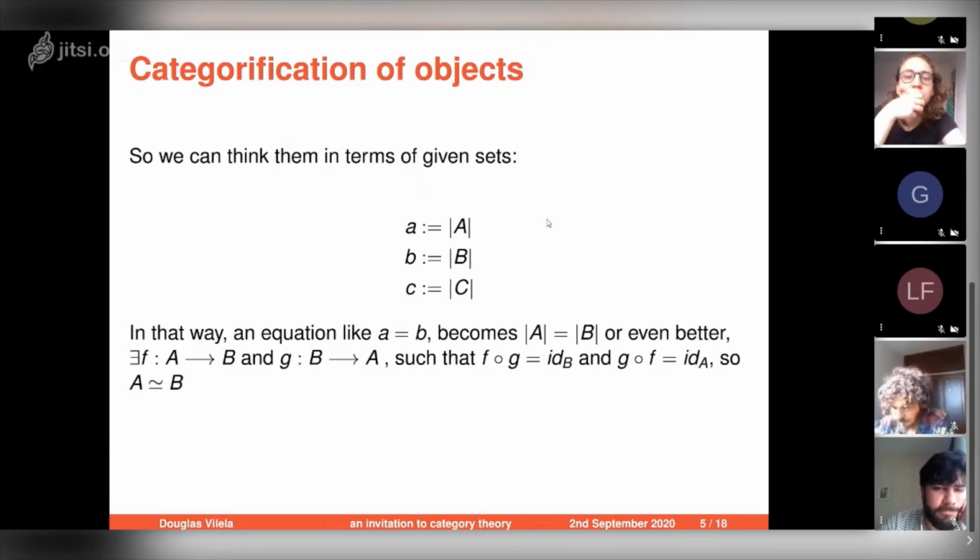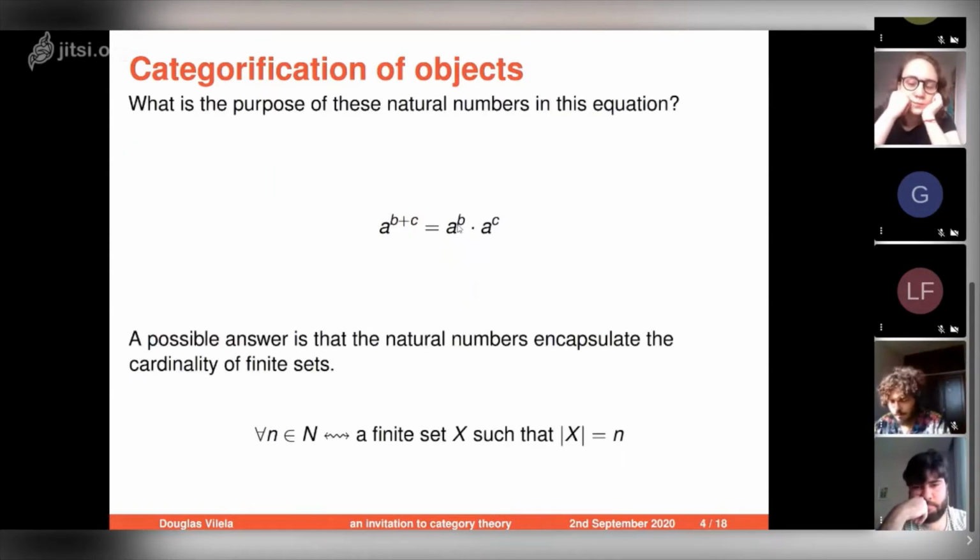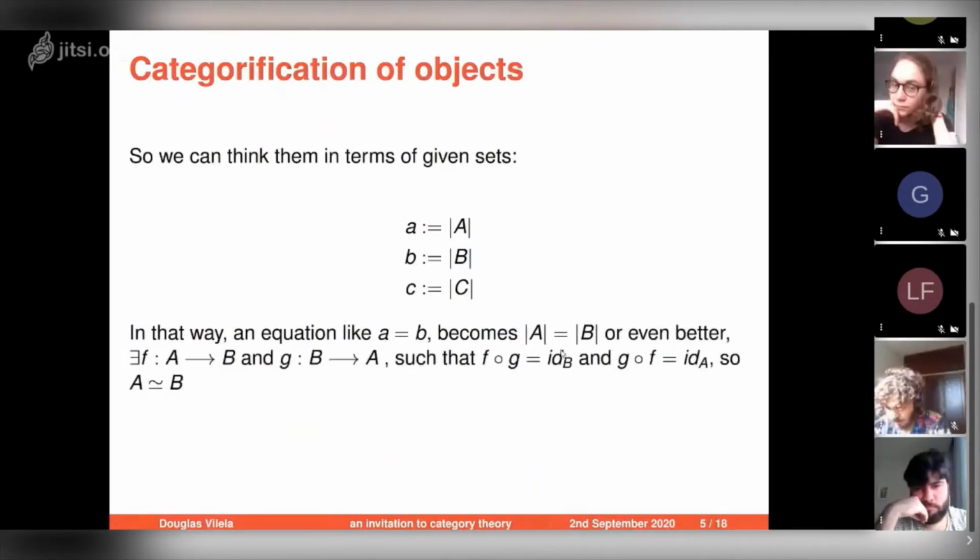So for now, the takeaway from this process is that we can transform this equation into a more abstract form through an isomorphism between sets. In this case, the sets are defined by their cardinality. I mean, it's based on this other equation that we want to prove.